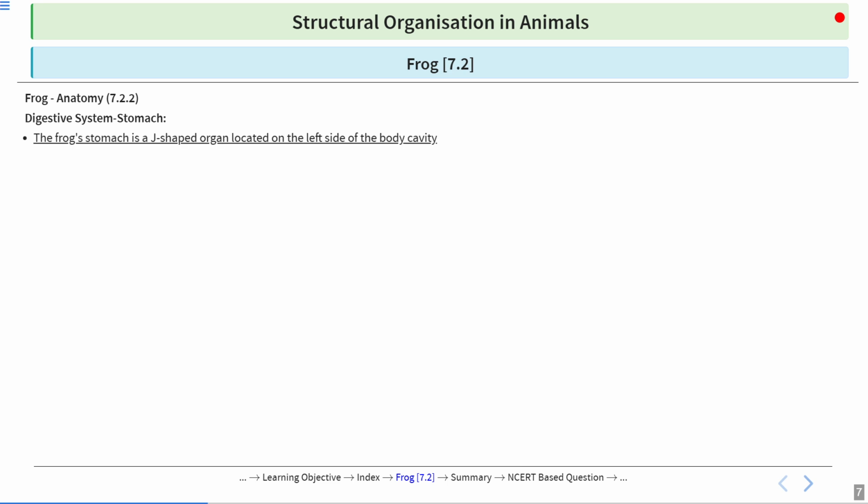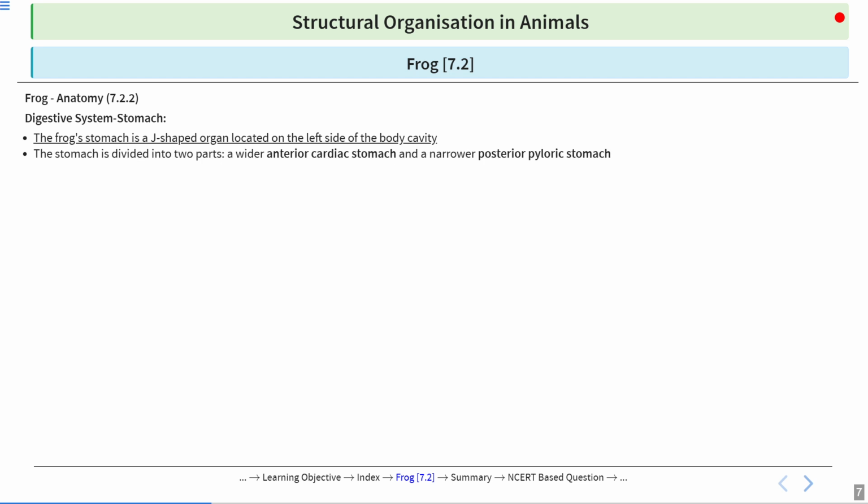Next we will talk about the stomach in the frog. What type of stomach does the frog have? The frog stomach is a J-shaped organ located on the left side of the body cavity. So they are talking about the position of the stomach of a frog: it is located to the left side of the body cavity and its shape is J-shaped, right?